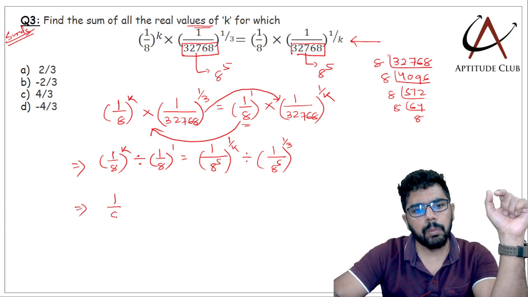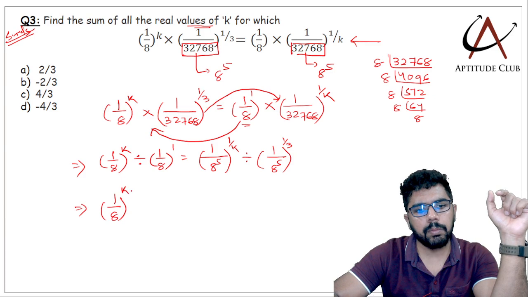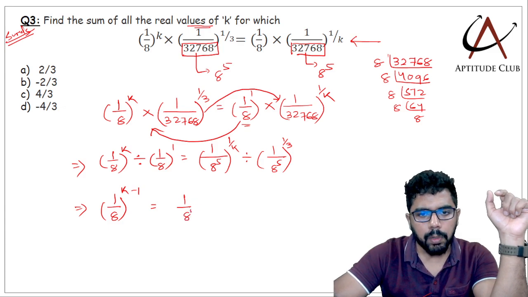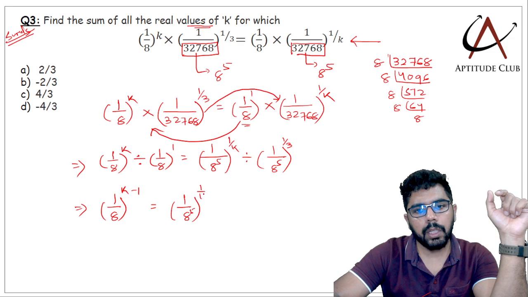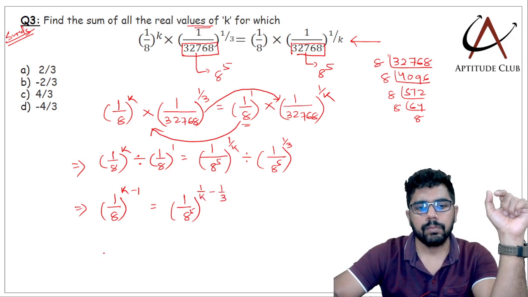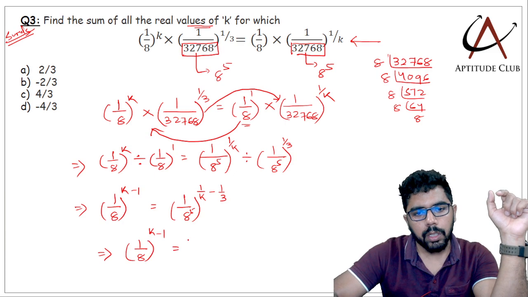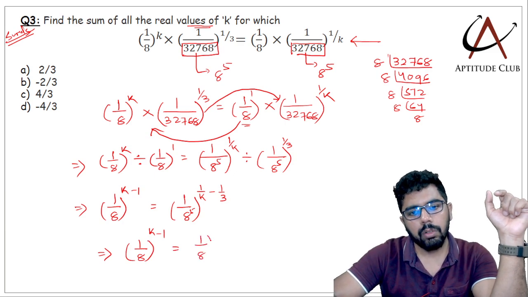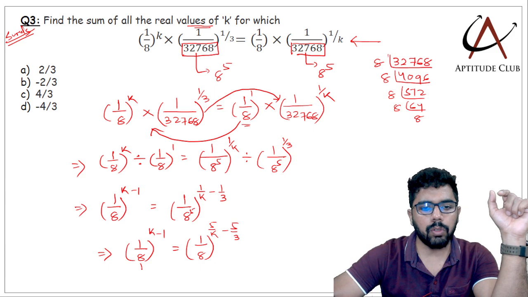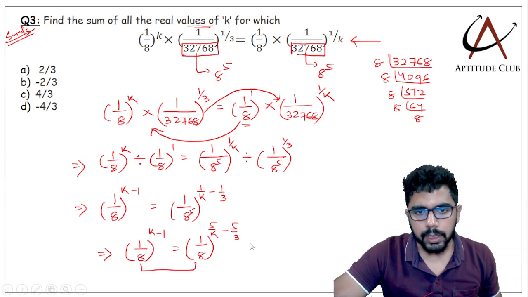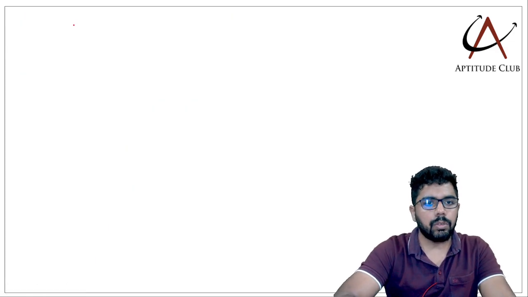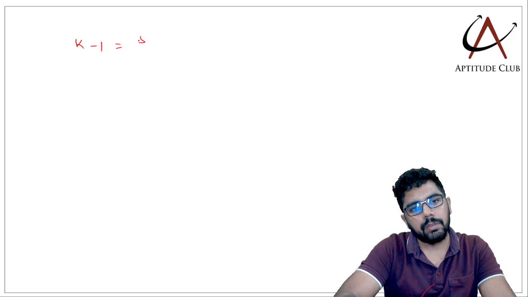And we'll apply the simple properties of indices here. Divided means I'll write it as k minus 1, and this is 1 by 8 to the power 5. I get 1 by k minus 1 by 3, or I can simplify and write it as 1 by 8 to the power k minus 1 is 5. I can take it out and 5 will be multiplied, so I'll get 5 by k minus 5 by 3, because the bases are same I can equate the indices.